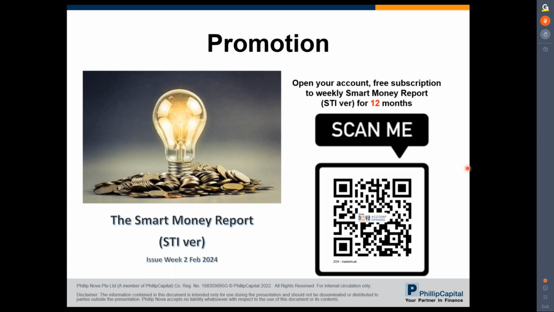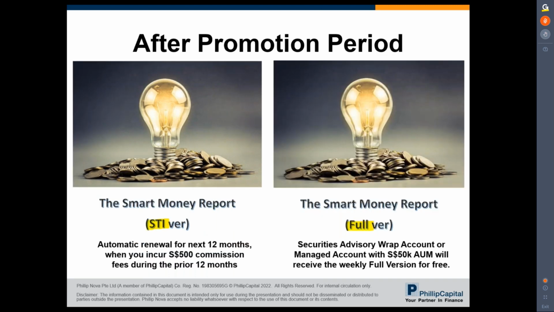But remember I mentioned about the full report, the full version, and then there's a STI version. For all my clients, they'll be receiving the STI version. The STI version covers the 30 STI stocks, and also the 8 or 9 sectors in Singapore. So the Smart Money will plot to you what these sectors are doing, and also on the 30 STI stocks.